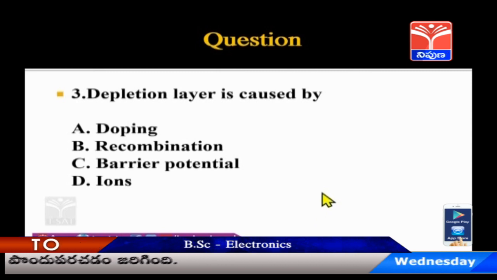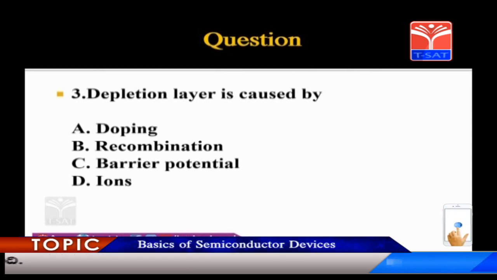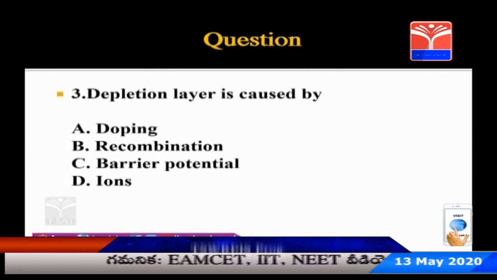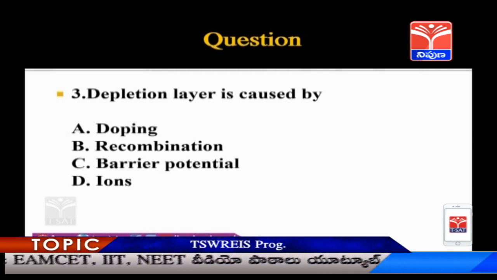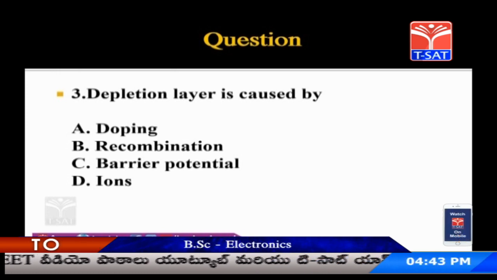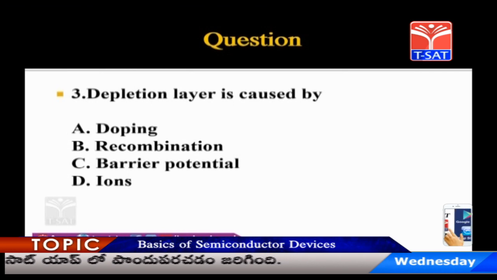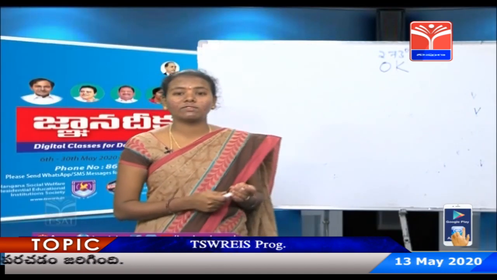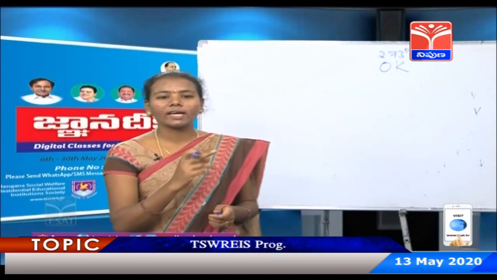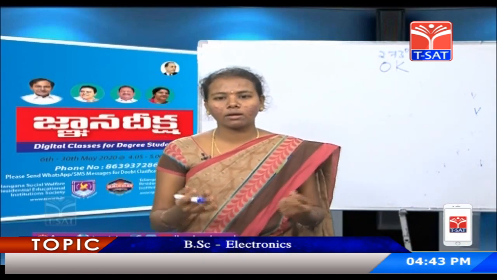And depletion region or depletion layer is caused by what? So depletion region or depletion layer is in PN junction diode. Yes, we have seen PN junction diode, right. So in PN junction diode at middle, at the junction where the P type and N type materials are joined, there we have seen the depletion region. So why is the depletion region occurring?